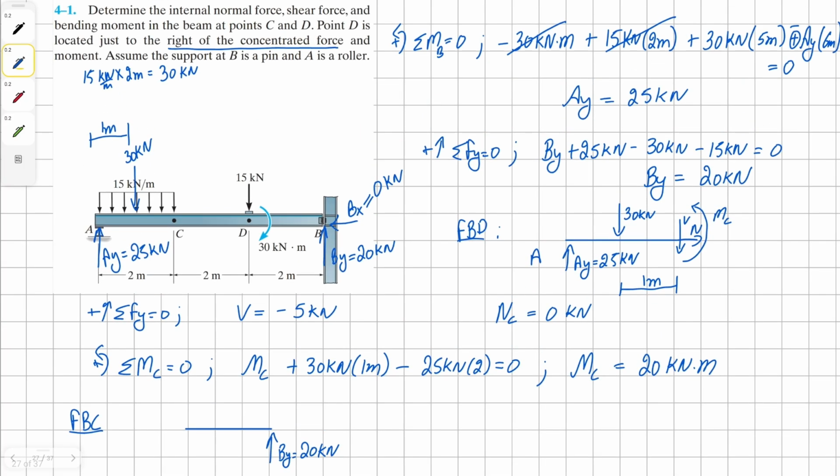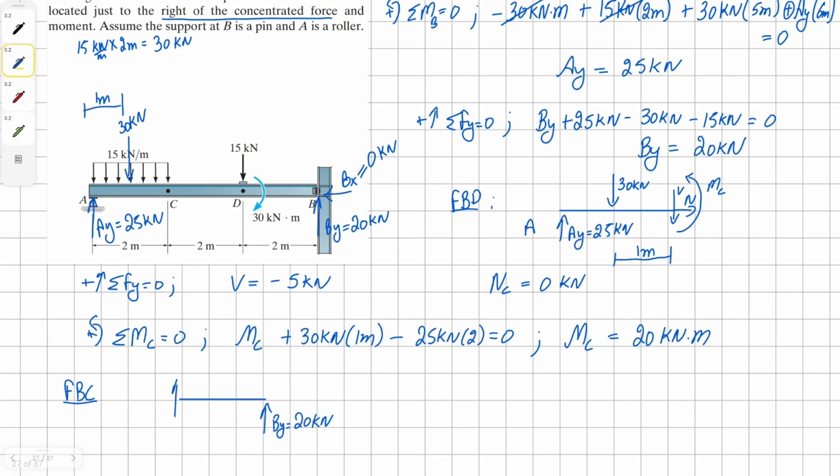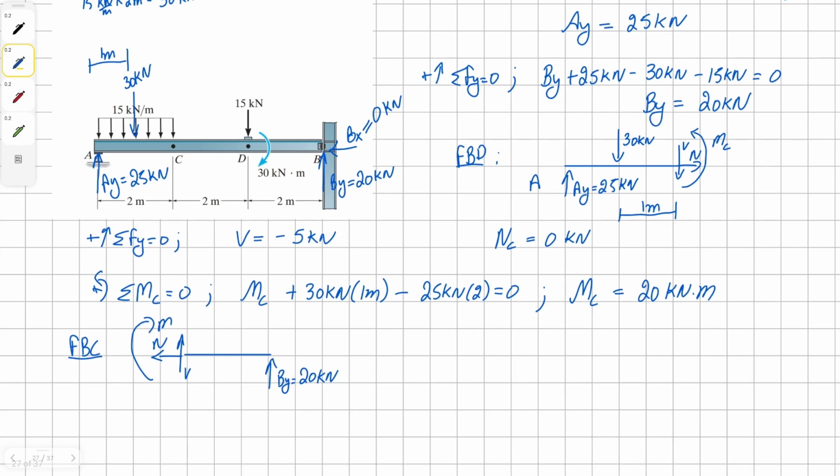And because of our concentrated load, this means we're going to have our shear here, first of all. It's going to be upwards, and normal outward towards the left. And then we have a clockwise moment. So our shear is simply going to be negative 20 kilonewton.